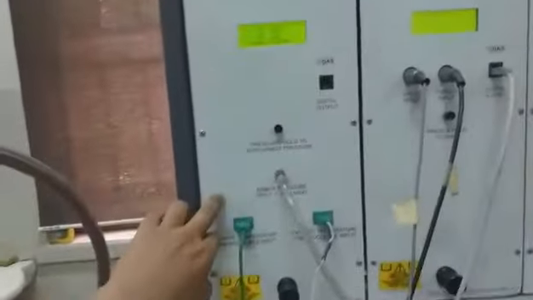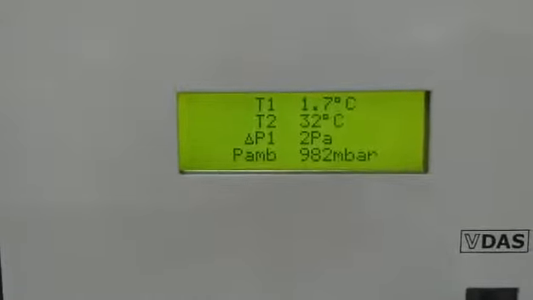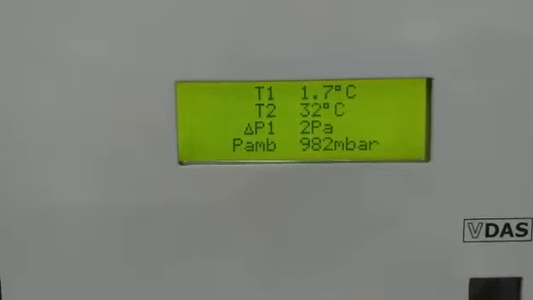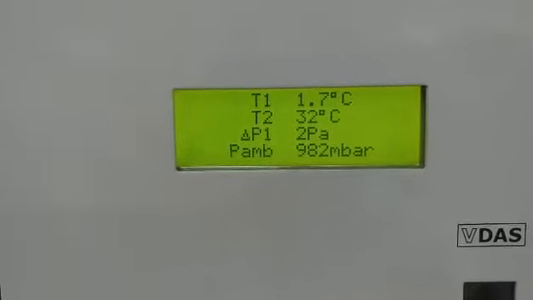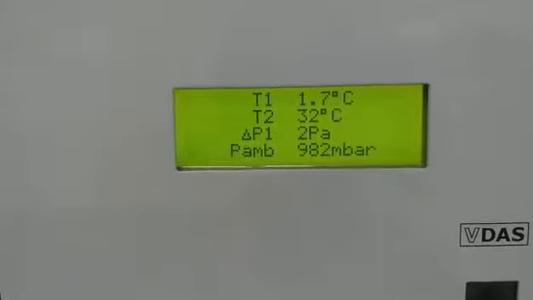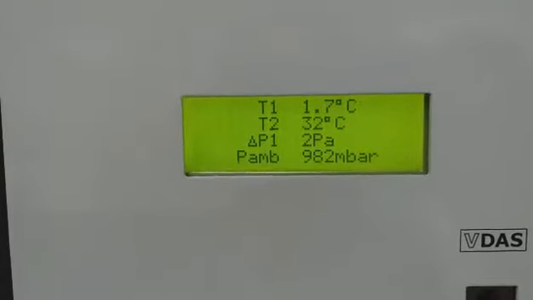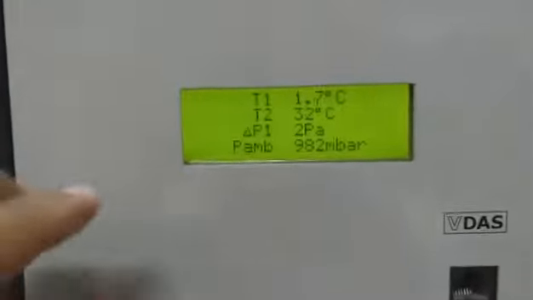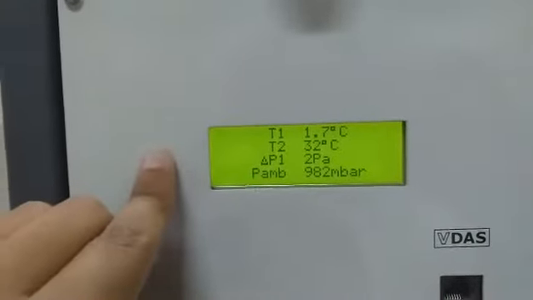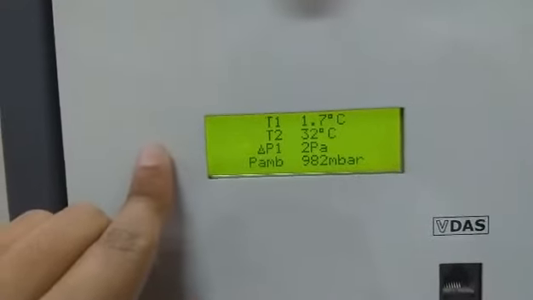The first module is the engine inlet and exhaust display, from where you can see the values of ambient pressure, the value of airbox differential pressure, which you notice as delta P1, and the values of temperature T1 and T2. T1 is basically the ambient air temperature, and T2 is the exhaust temperature. These values are shown in the first module.